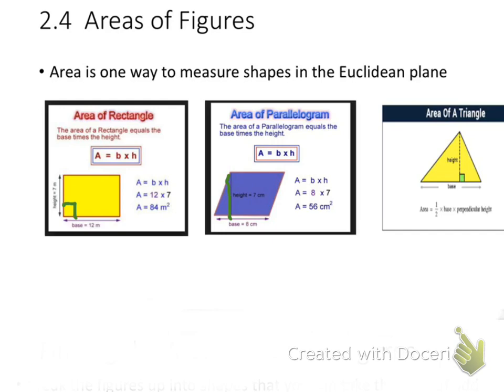A triangle is actually, when you think about it, look at a rectangle and divide it in half. So you see how that's really half of a rectangle? So that's why the formula is 1/2 base times perpendicular height. So again, you need to get the perpendicular height. It's not always given right away, but that's what you need to determine your area.